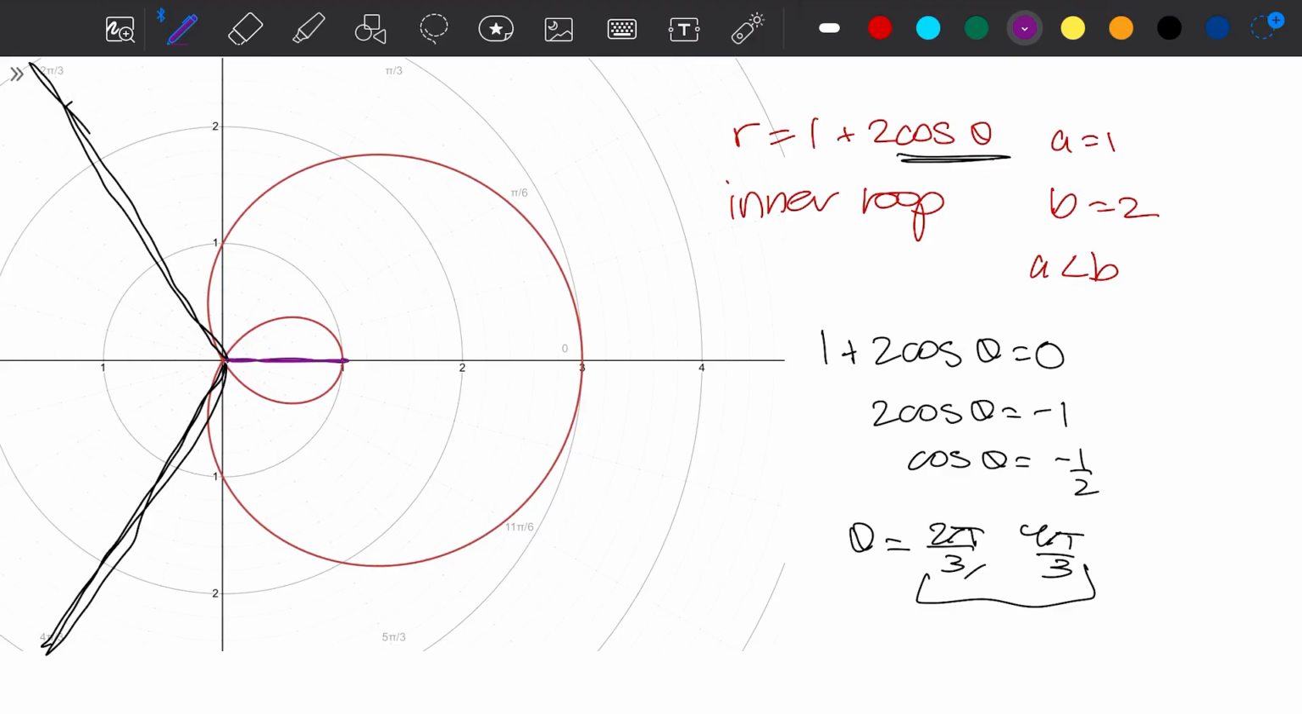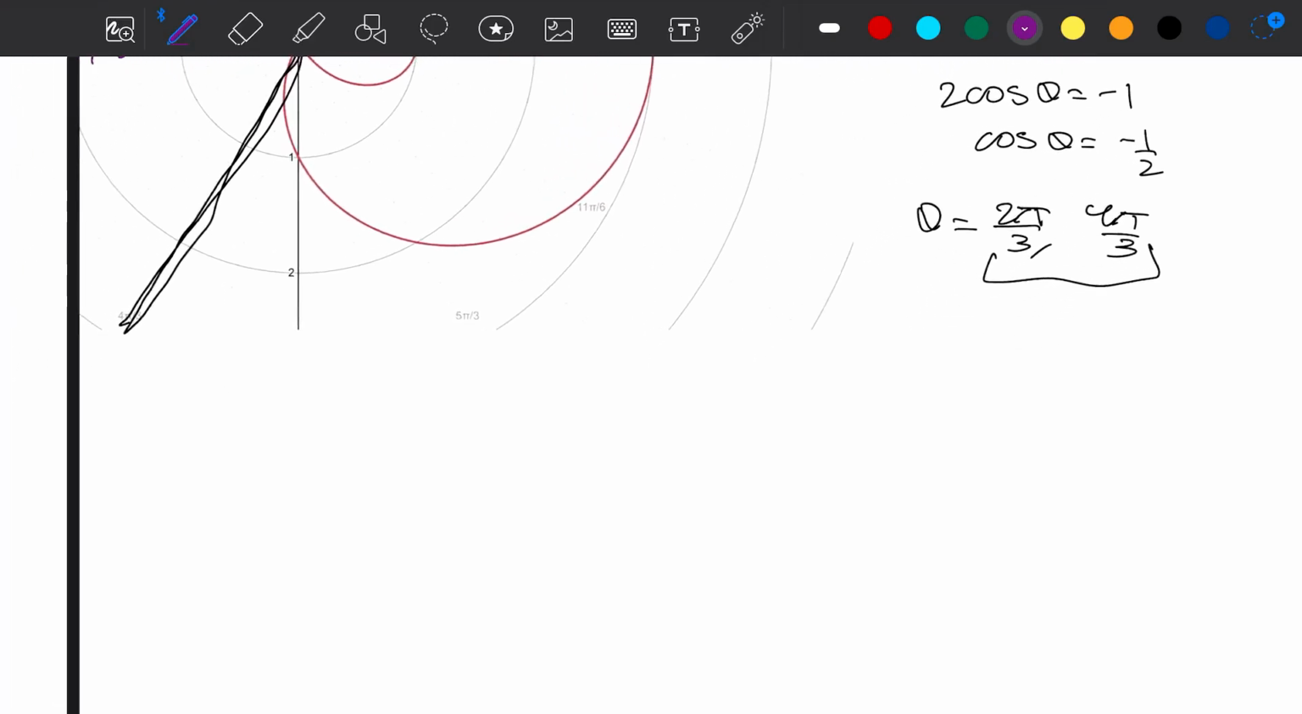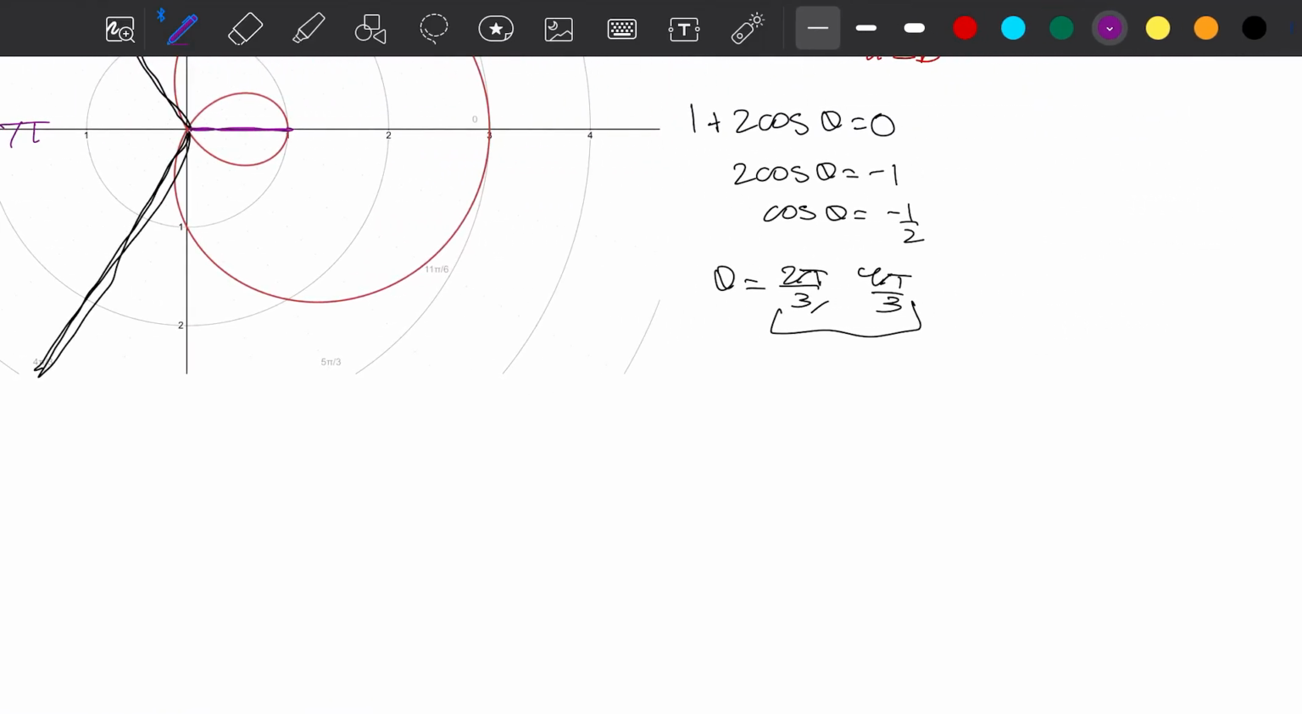So what I can do is say, look, what's the halfway point between 2 pi over 3 and 4 pi over 3? It's pi, right? So if you want to integrate from 2 pi over 3 to pi and then double that, it's going to be the same thing. That's exactly what we're going to do. You're going to say A equals 1/2 integral from 2 pi over 3 to pi of r squared d theta, and you're just going to double that, so times 2.